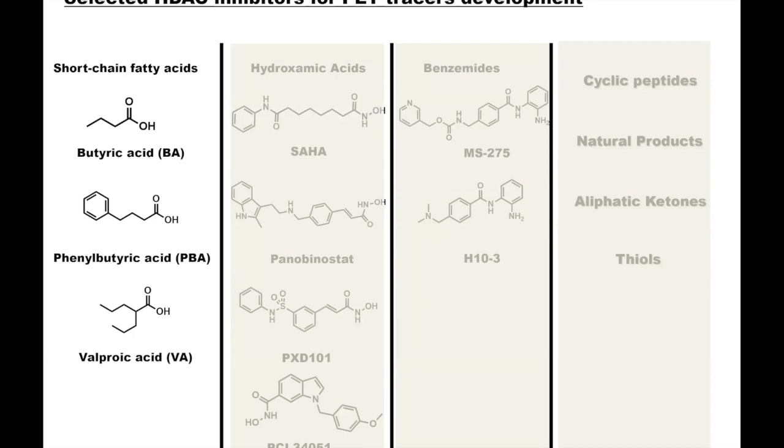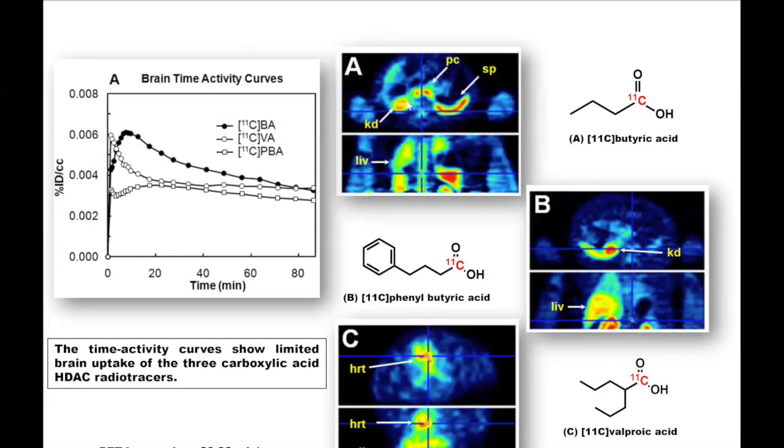So we start with the fatty acids first. This work was done at Brookhaven. We labeled some simple molecules with C11 and tested them in animals. But all three molecules didn't show brain uptake. It's only some body uptake, so the brain TAC is pretty low here. The percentage ID per cc is a measurement unit of brain uptake. Normally for a good tracer in mice, this value will be 0.3 or more. Here you see this number is 0.004 or 0.06, which is pretty low.